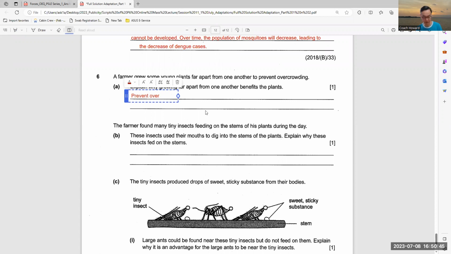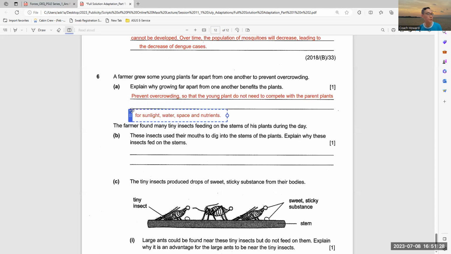overcrowding, so that the young plants do not need to compete with the parent plant for a few things. For sunlight, water, space, and nutrients.